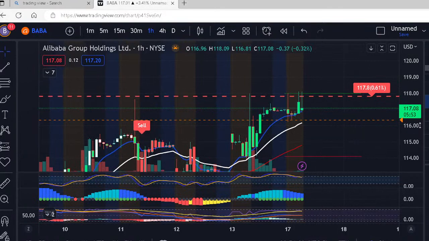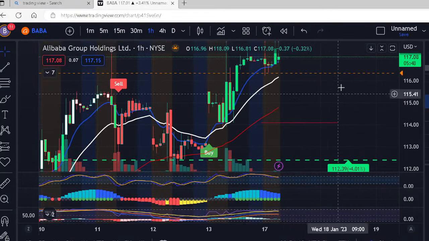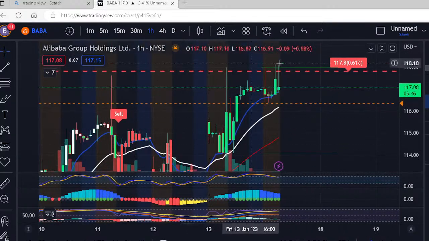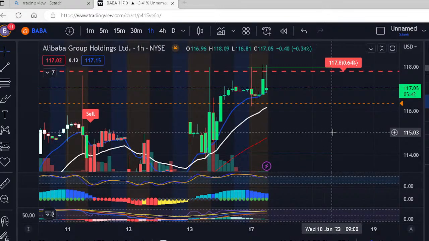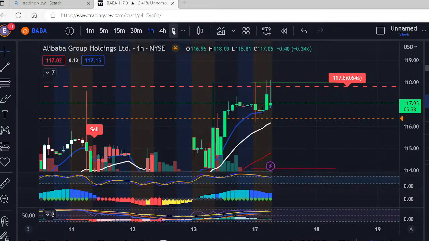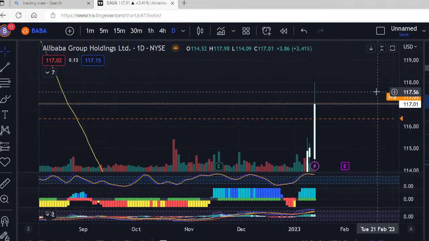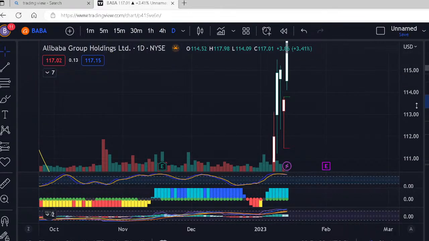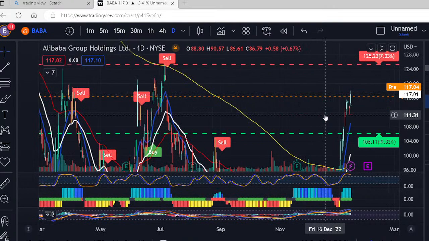I just know that because Baba used to always run up in the pre-market and then give up all its gains. And it did that multiple times in the past when I used to play it. So obviously if you want to go long above previous day high, which would be like 118.18, that would be your call trigger. It's so overbought, even on the daily. I wouldn't be surprised if there's a nice pullback.